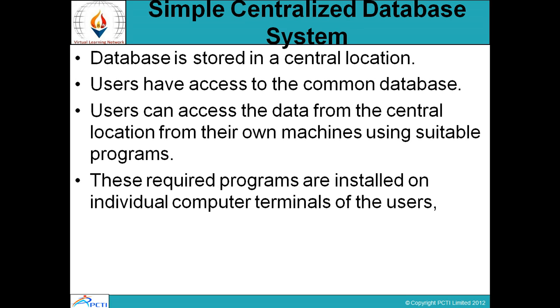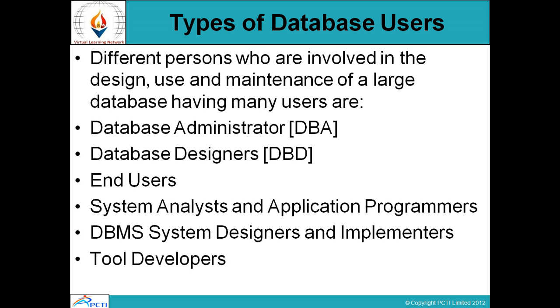Now let us discuss the simple centralized database system. In a simple centralized database system, the database is stored in a central location and users have access to the common database. Users can access the data from the central location from their own machine using suitable programs. Data is stored centrally, and the user of every machine can access the data as suitable for them. These required programs are installed on the individual computer terminals of the users. Types of database users: different persons are involved in the design, use and maintenance of a large database with many users. They are the DBA, database designers, end users, system analysts and application programmers, DBMS system designers and implementers, and tool developers.